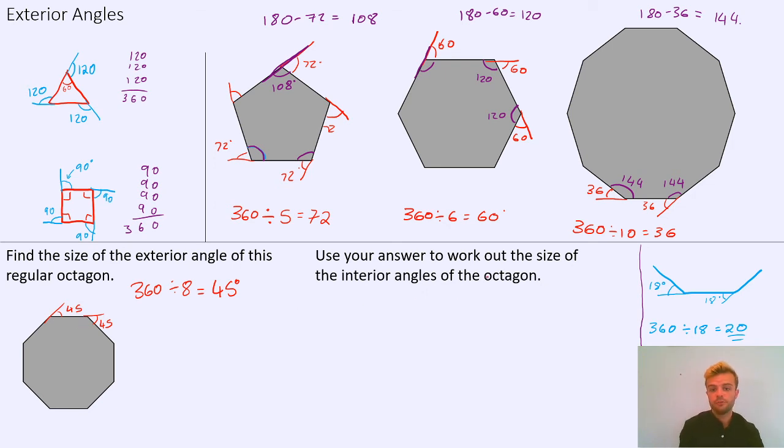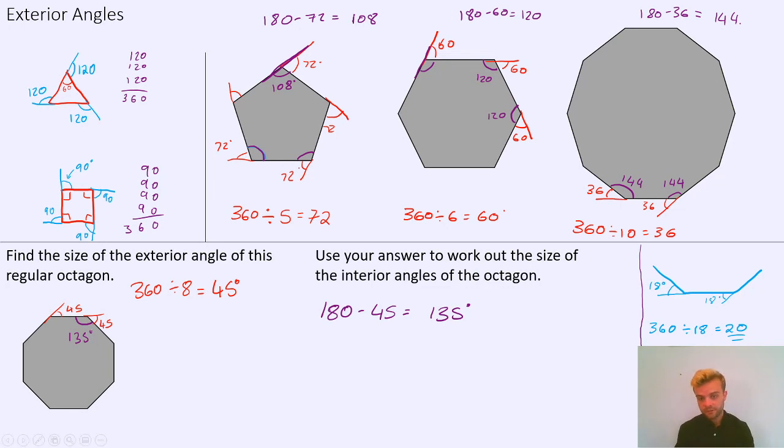It then says, use your answer to work out the size of the interior angles of the octagon. Now I'm just going to go back to my diagram. The interior angles look like this. So the angles are like in here. And because they're on a straight line with the exterior angles, they are what you add to 45 to get 180. So I'm going to do 180, take away 45, to get 135 degrees. That's the size of each of the interior angles of this octagon.